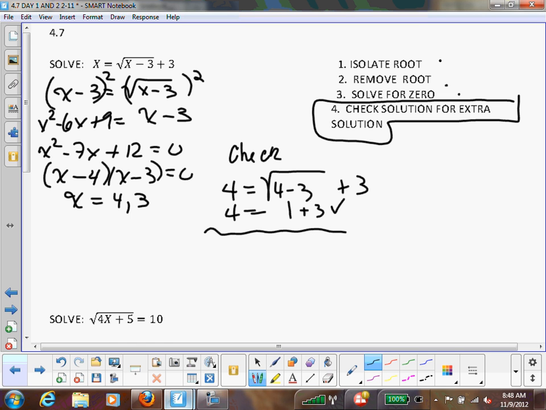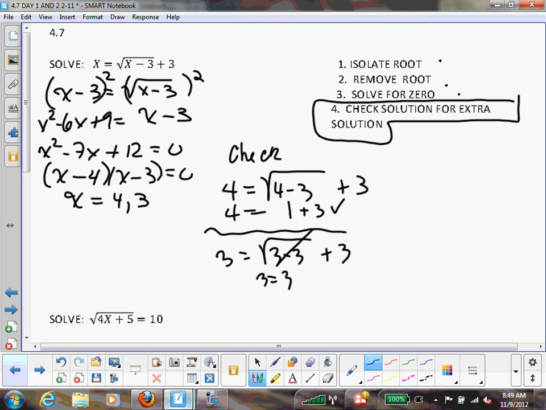We check the next one. Does 3 equal the square root of 3 minus 3 plus 3, which is 0? Does 3 equal 3? Okay, therefore these are both solutions. If you get a no on your check, then that value is not a solution.